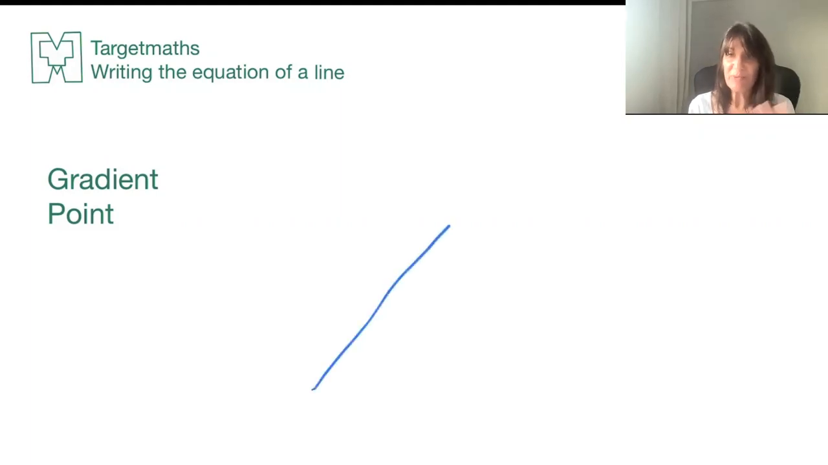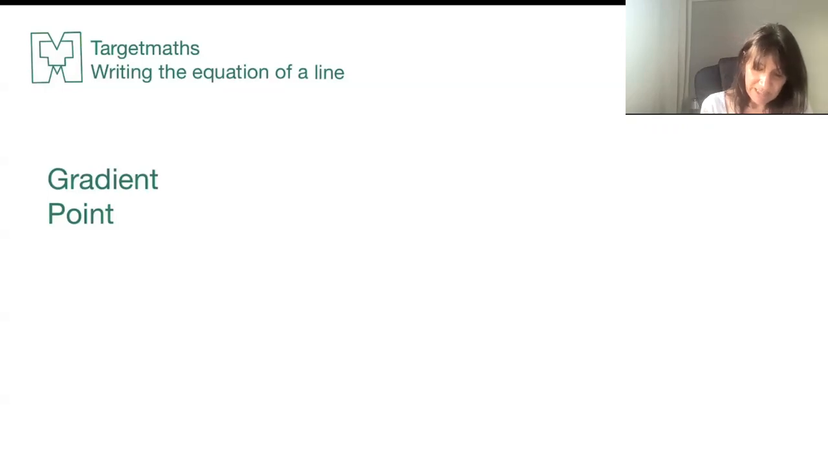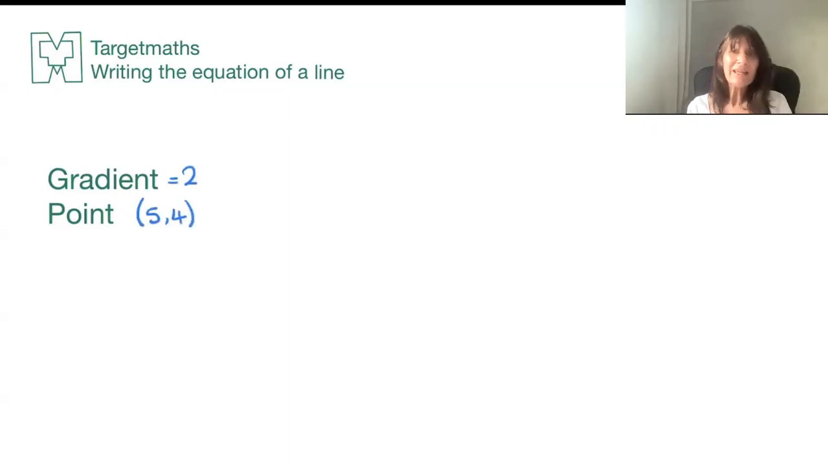So let's just pretend we've got this line, and the point is a coordinate that's lying on the line. And I mean, it can be any point. There's an infinite number that they could choose from. So let's just suppose that we've been given a gradient of 2 and a point of, let's say, (5, 4) for argument's sake. You would be given that and asked to write the equation.